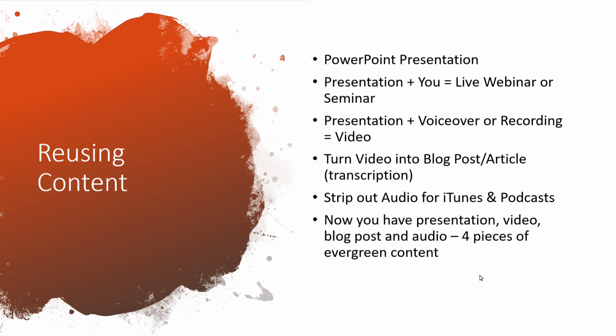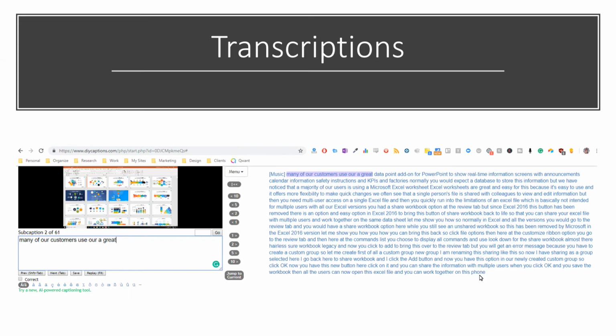And now you have a presentation, you've got a video, you've got a blog post, and audio. So 4 pieces of evergreen content that will work for you forever that can then be promoted out to various channels. So transcribing, I use a tool called DIYcaptions.com, and I put the video in there, and then it gives me a transcript of it, gives me the text that I can then turn into an article.